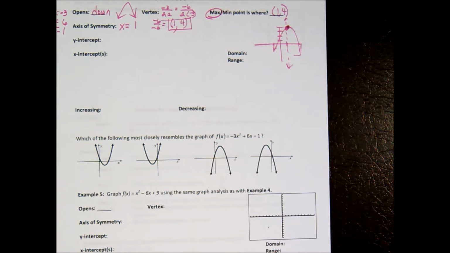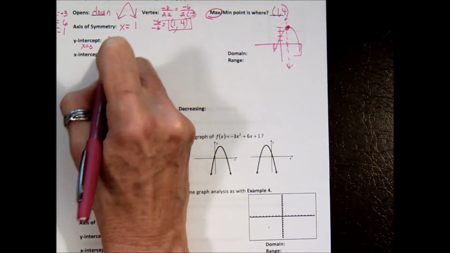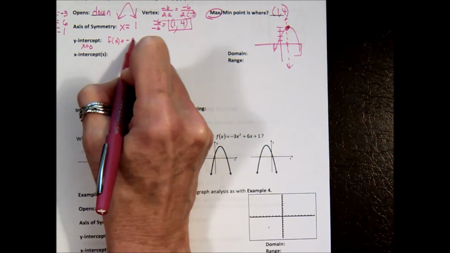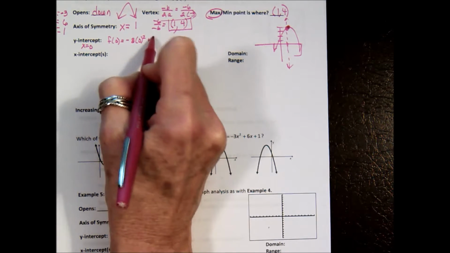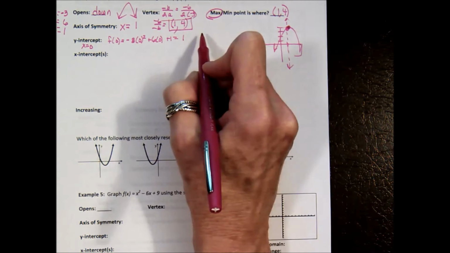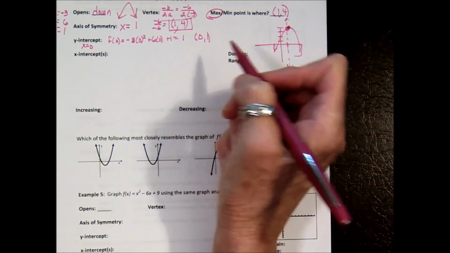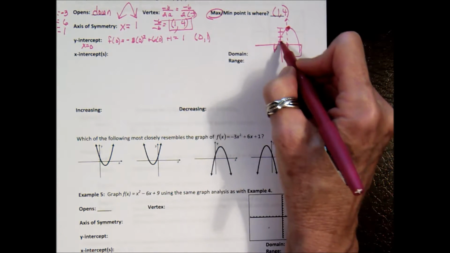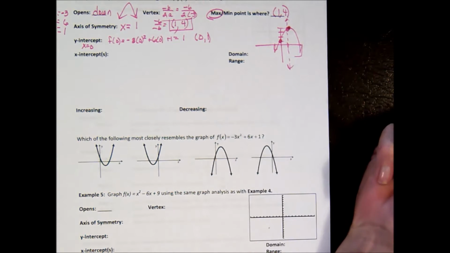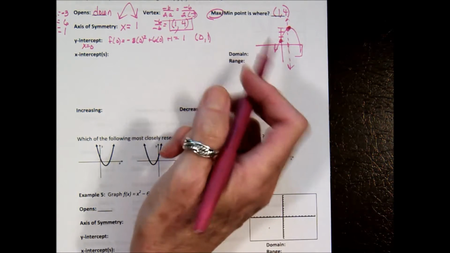Okay? The y-intercept, we let x equal 0. So f(0) equals -3(0) squared, plus 6 times 0, plus 1, which is 1. So I have the point x is 0, y is 1. So I actually sketched that pretty close. The x-intercept is difficult in this one, which is why we're not actually graphing it.